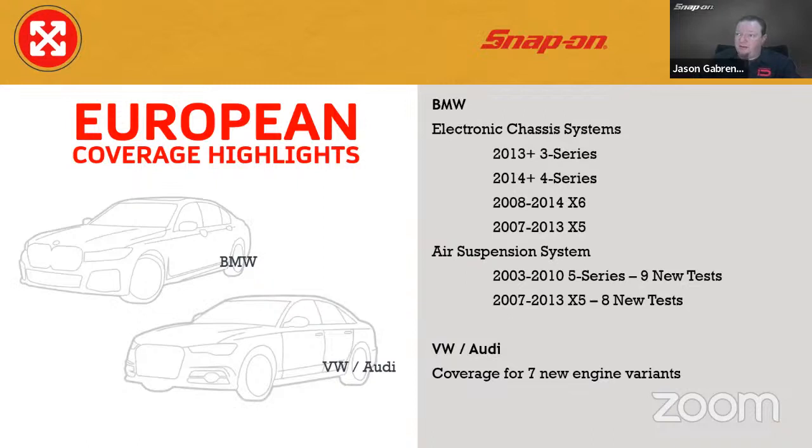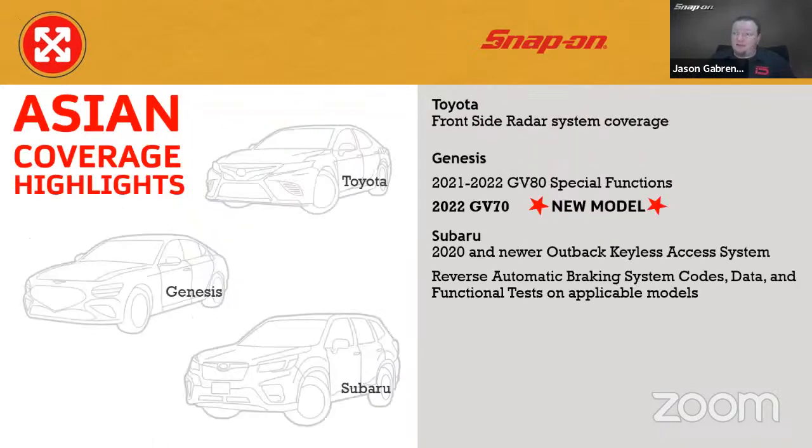European, big update on BMW chassis control. So there's multiple different suspension systems that are covered in this, just kind of rolled all up into one. But electronic chassis, air suspension, they have a bunch of different names for them. But you see it goes back to 03 to 2010 in the 5 Series, 07 to 13 on the X5, and then the other model years up here on their corresponding makes for their electronic chassis systems as well. So big update there. And then Volkswagen and Audi, we know Volkswagen and Audi like their different engine variants. If you work with them, it could be a 2-liter, but there's 5 or 6 different variants of this 2-liter engine in a car. So there's 7 new engine variants that weren't covered previously that are now covered. So that's a good update there.